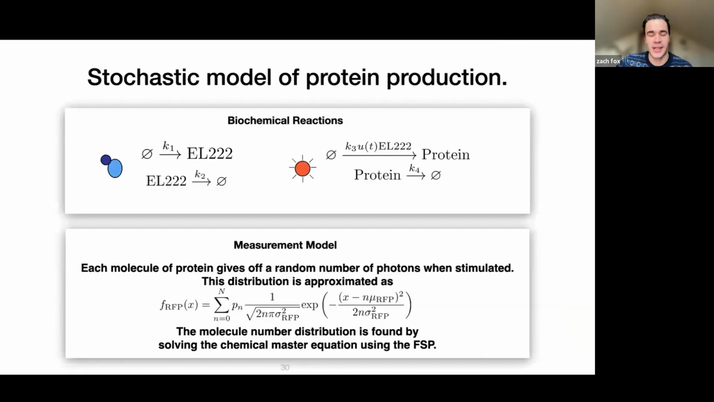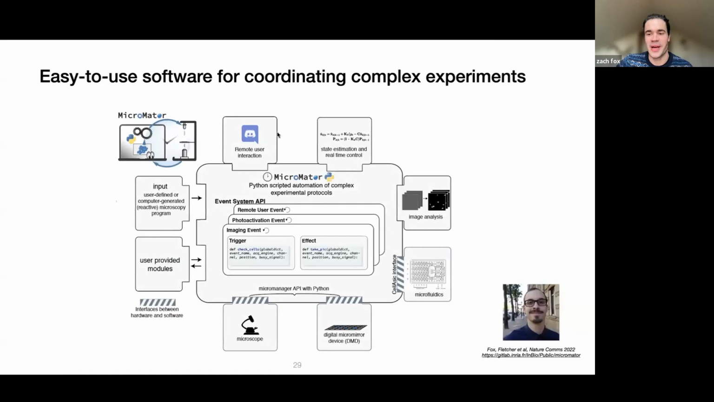Okay, so back to this. Oh, and another fun thing that I like to mention is that we built a little Discord bot, so you could query the microscope from home if you were so inclined.